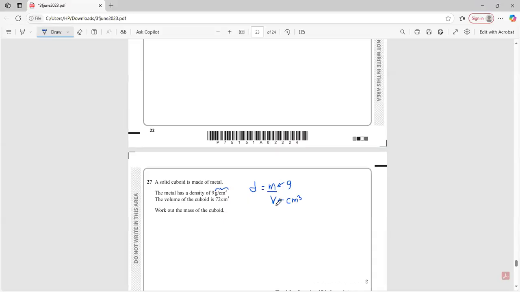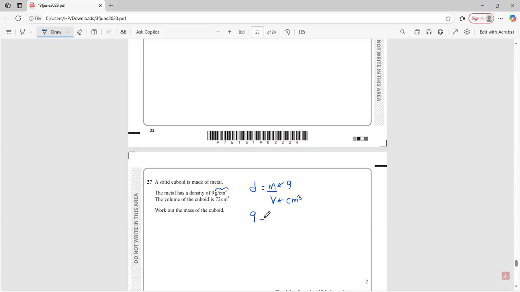Density is equal to mass over volume, or mass per unit volume. So let's go back to the question. They told us that the metal has a density of 9 grams per cubic centimeter. So I'm just going to place things where they belong. So the density is outside there, 9.